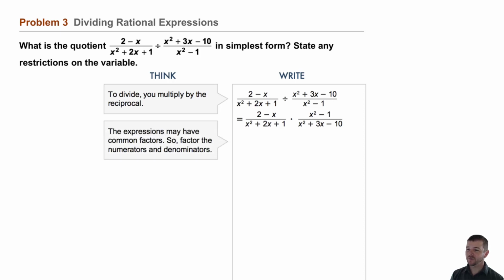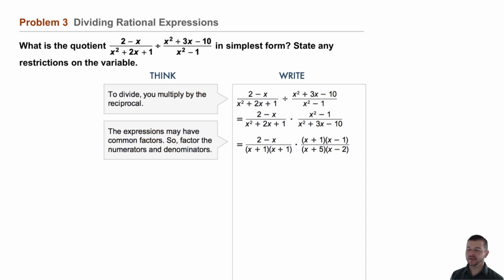Next think. The expressions may have common factors, so factor the numerators and denominators. And our factored form becomes 2 minus x over x plus 1 times x plus 1, times the numerator x plus 1 times x minus 1 over x plus 5 times x minus 2. Note the denominator on the left, x plus 1 times x plus 1, could have been written as x plus 1 squared, but it may be helpful to have these binomials repeated and written side by side when it comes time to search for and cross-reduce common factors.